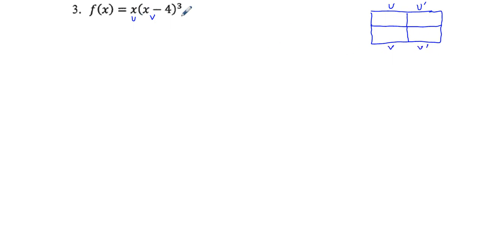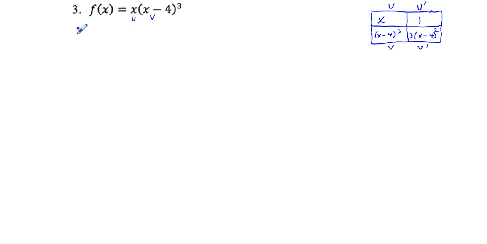And so u is x, and then u prime is the first derivative of x, which is 1. Then for the other factor, we have this quantity x minus 4 cubed, and then for v prime, we have 3 times quantity x minus 4 squared times the derivative of the inside, which is 1. So that's what we have here.